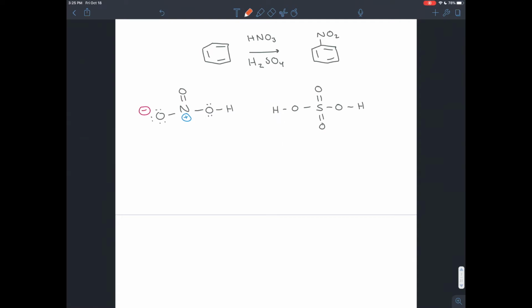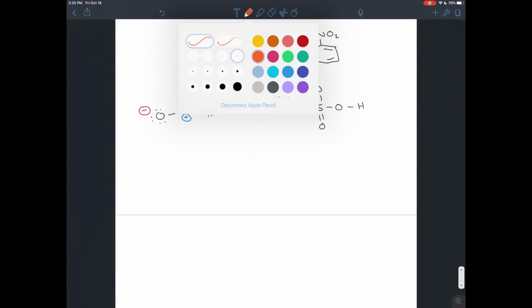And you might even notice that in the case of nitric acid, the negative charge that's left behind when the hydrogen leaves is allylic to only 1 pi bond. Whereas in the case of sulfuric acid, the negative charge that's left behind is allylic to 2 pi bonds. And so that's the reason why sulfuric acid is actually a stronger acid than nitric acid.